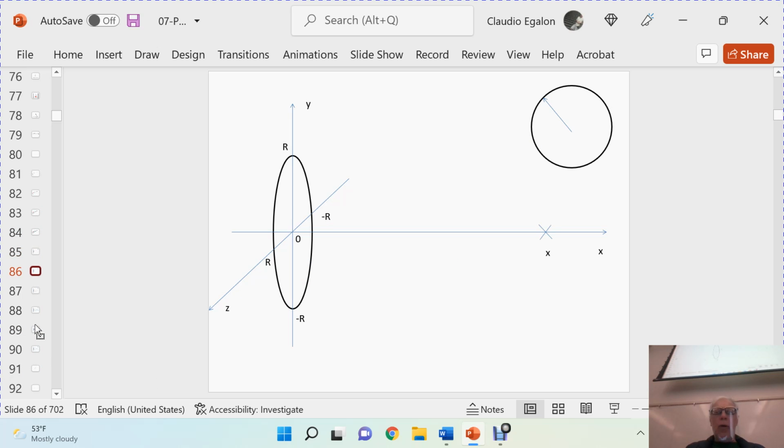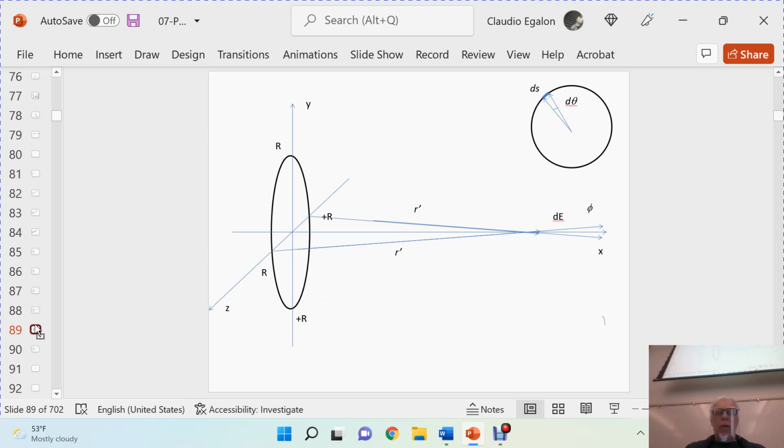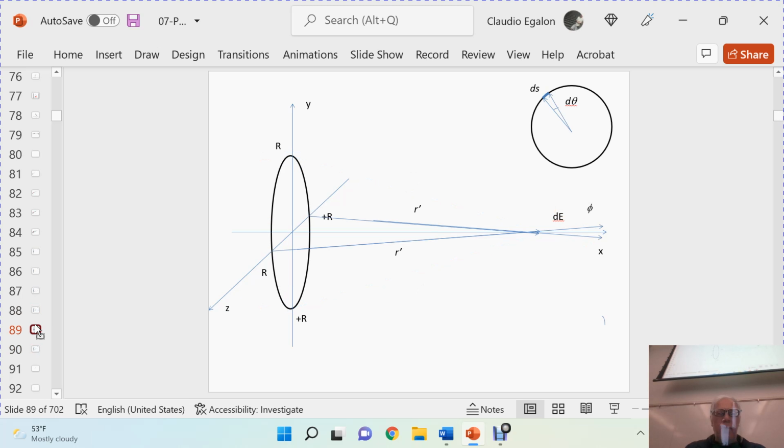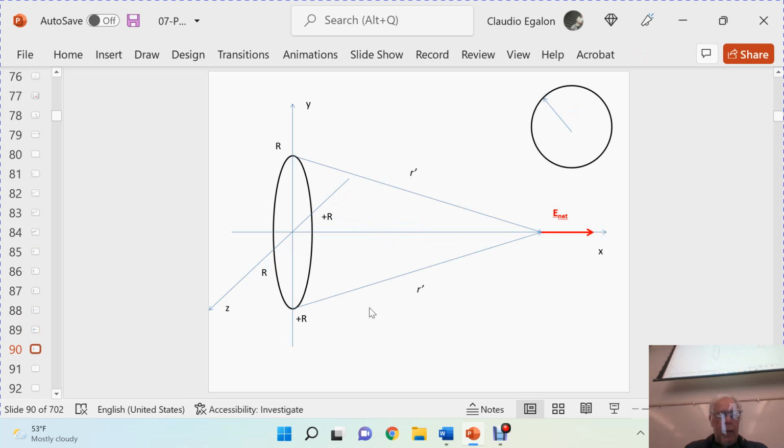Bring point X along the x-axis, contribution of the infinitesimal charge in the negative R along the y-axis, contribution of the other charge in the positive y-axis along the z-axis, and here would be the net field. If I want to show in some detail the cone, I can put this guy here as well. Interesting.